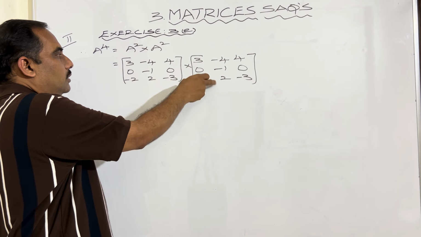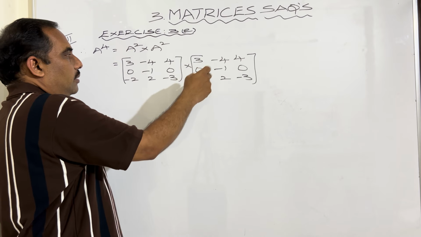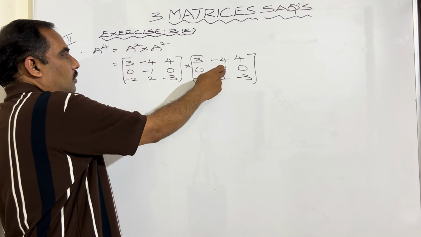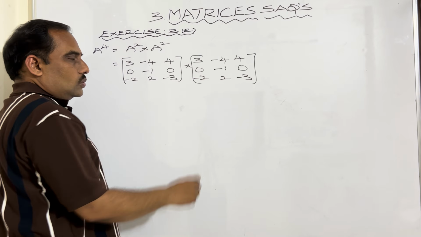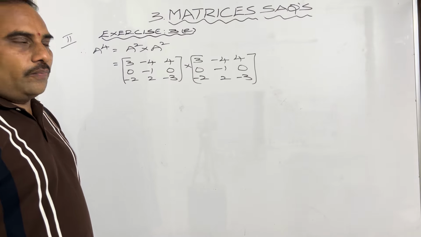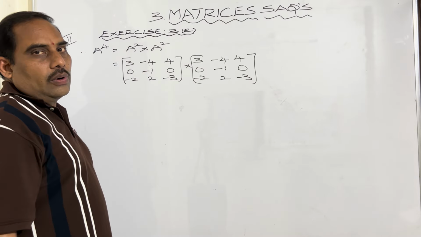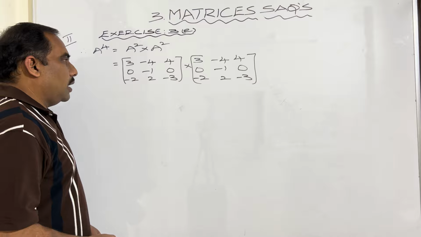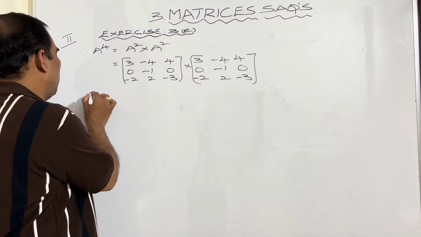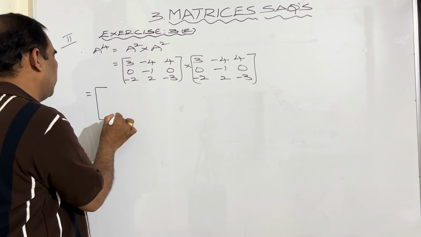Again multiplying with a square. So with the same matrix 3, minus 4, 4; 0, minus 1, 0; minus 2, 2, minus 3. Actually, what we have to prove is A inverse is equal to A cube. So now I am finding, in the alternate method, A to the power of 4. Let's see what we get.